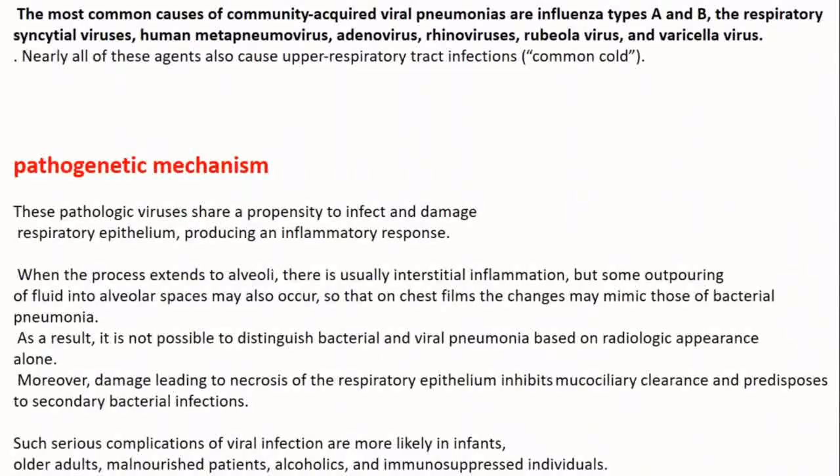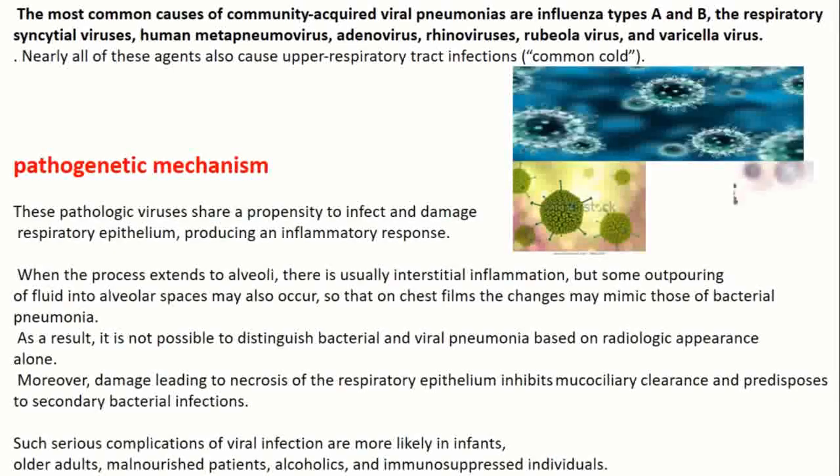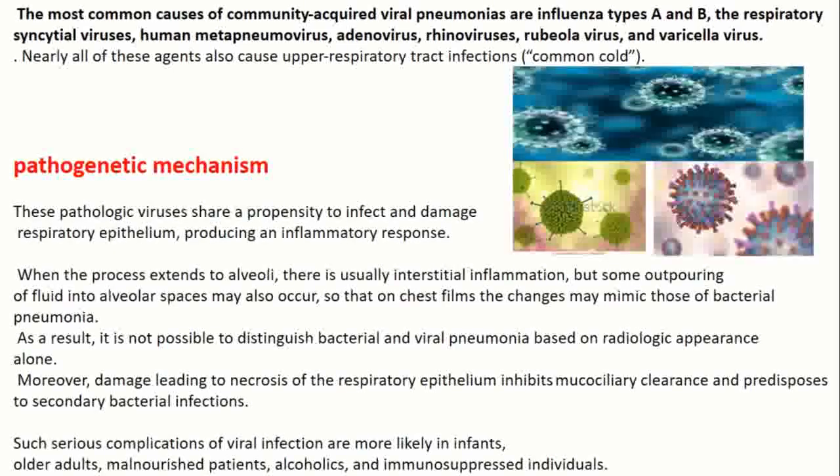The most common causes of community-acquired viral pneumonias are influenza types A and B, the respiratory syncytial viruses, human metapneumovirus, adenovirus, rhinoviruses, rubella virus, and varicella virus. Nearly all of these agents also cause upper respiratory tract infection, common cold.